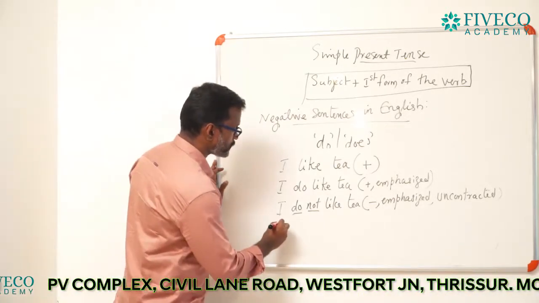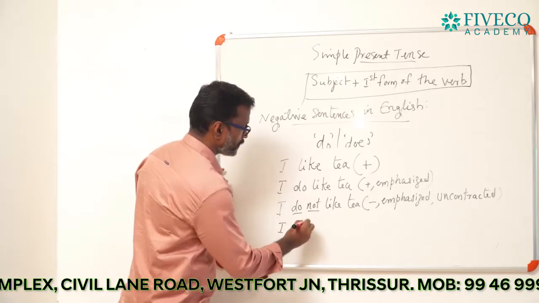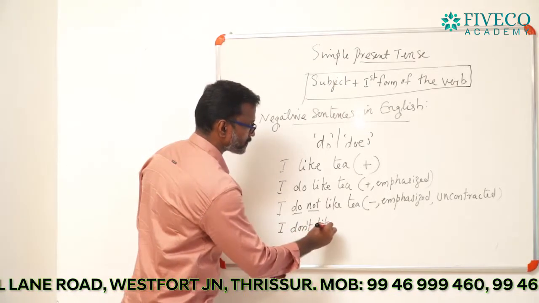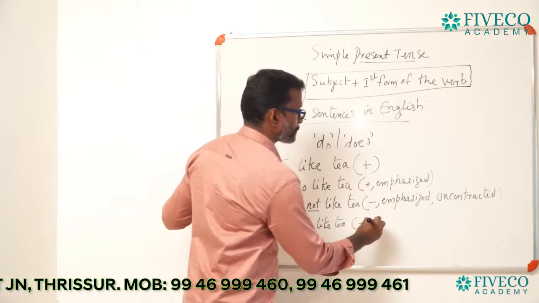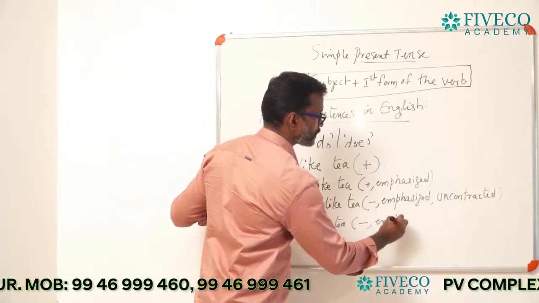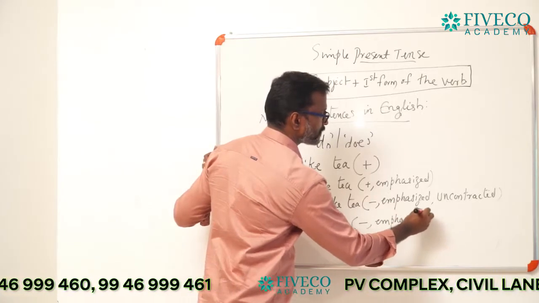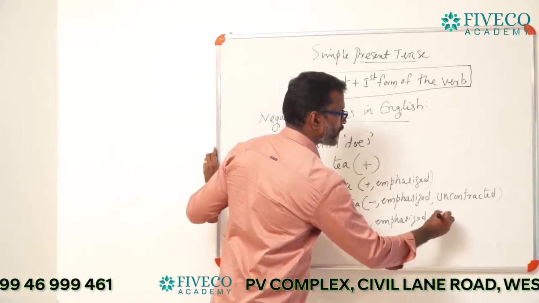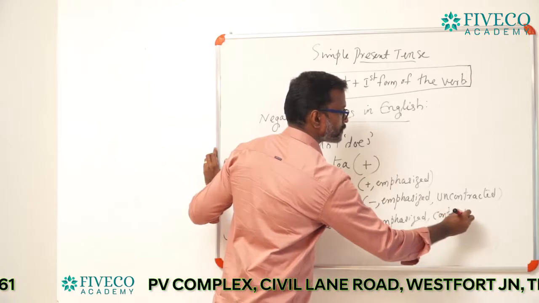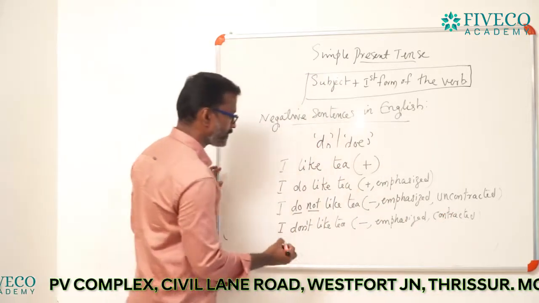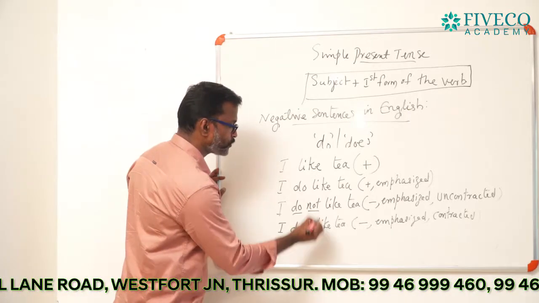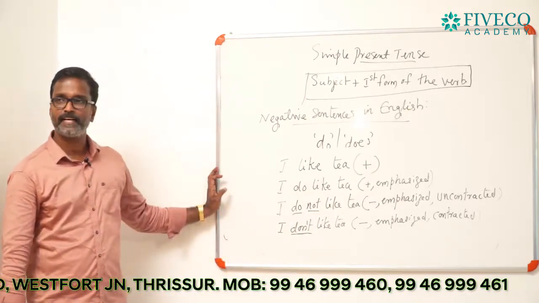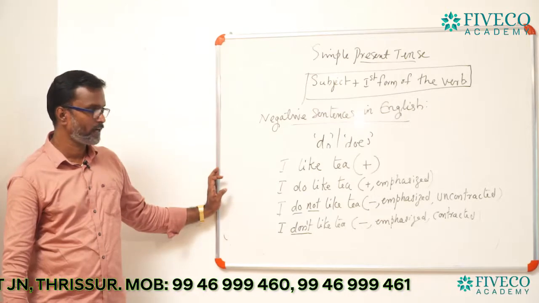And the last one, I don't like tea. I don't like tea. The sentence is negative, emphasized, and the last one, contracted. How is it contracted? The auxiliary verb do and not are joined together. That's why it is called contracted.